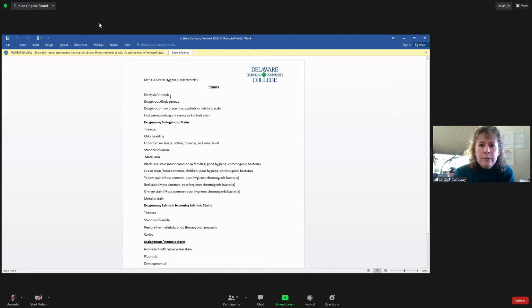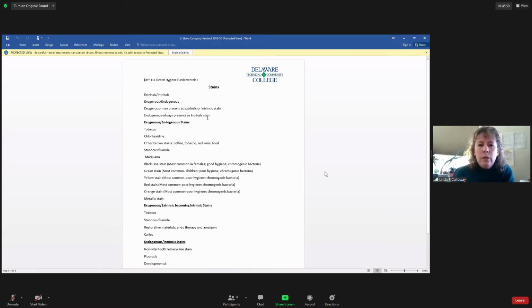There's extrinsic and intrinsic stain. Exogenous and endogenous stains. It says exogenous can present as extrinsic or intrinsic, and endogenous always presents as intrinsic. So these are your 4 categories, and stains can be 2 categories at a time. Like endogenous is always intrinsic.